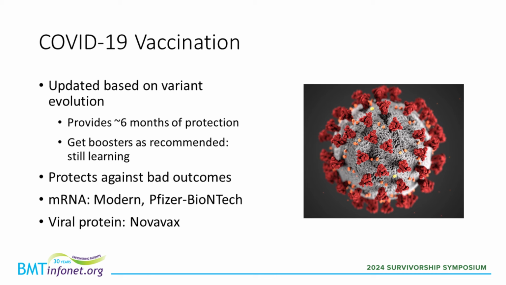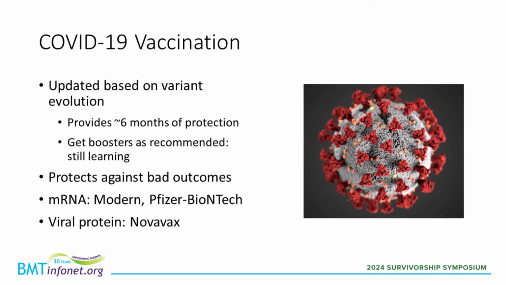For COVID-19 vaccination, we're still learning about this virus, but one thing we do know is that it's a very tricky virus and it's very good at evolving and avoiding our immune system. And so right now it seems that most of our vaccines provide about 6 months of protection before the COVID virus is able to evolve enough to avoid that immunity that we've built up with that prior booster. And again, these boosters do protect against bad outcomes.